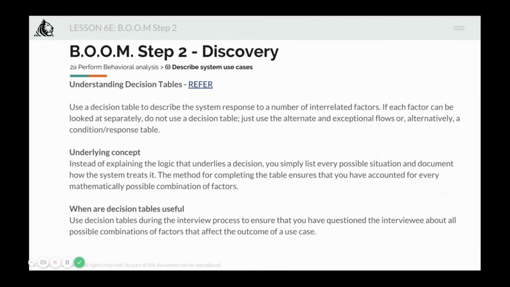So when is a decision table useful? Use decision tables during the interview process to ensure that you have questioned the interviewee about all possible combinations of factors that affect the outcome of a use case. Document decision tables as appendices to system use cases or in an external document, for example, in a business rules folder. During testing, use decision tables to derive test cases that cover all combinations of related factors. Each column of the table represents a test case.